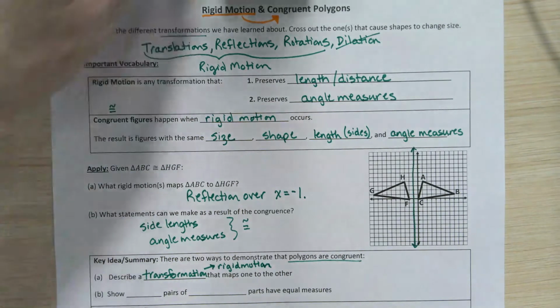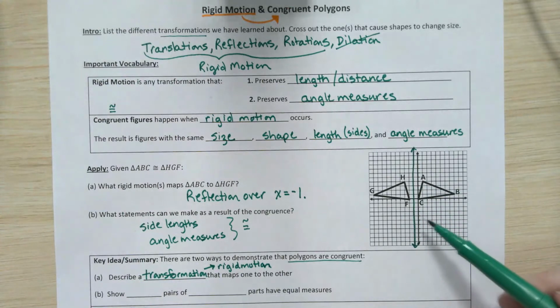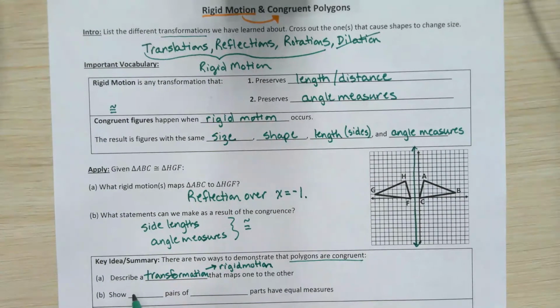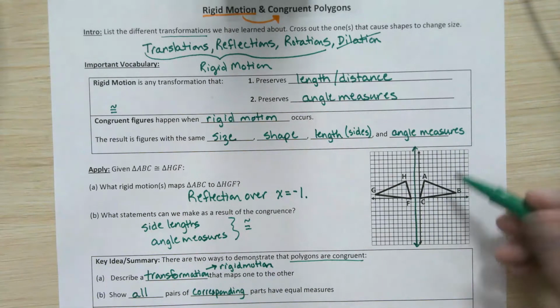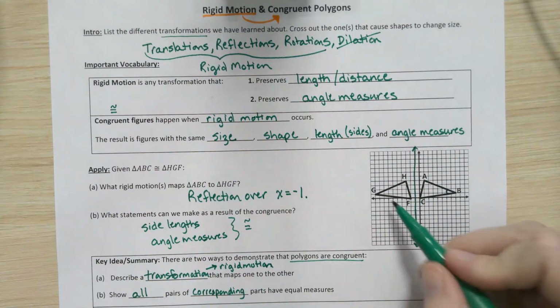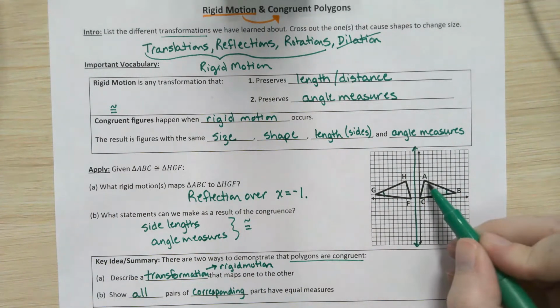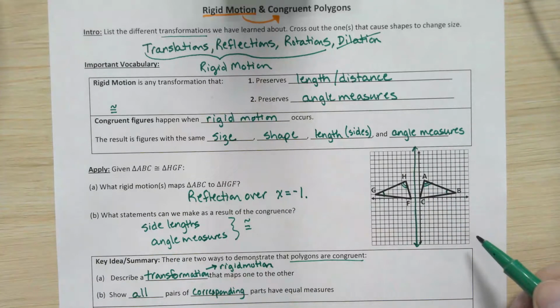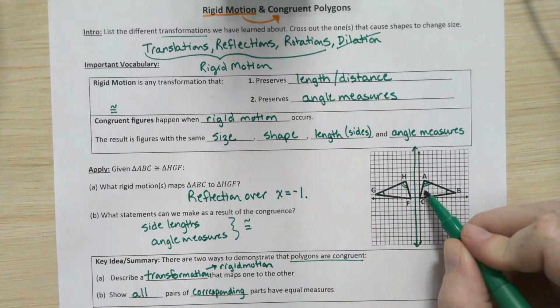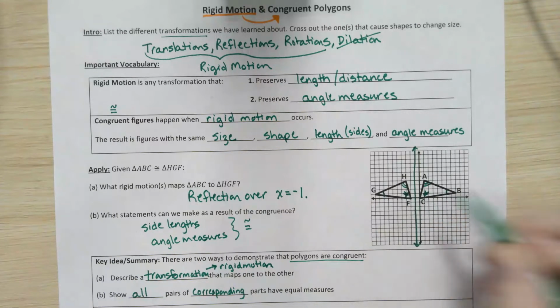But an alternative, especially if we don't have graphs available to us, is to show that all of our pairs of corresponding parts have equal measures. And so in this triangle, that would look like measuring angle B and showing that it matches angle G. Coming back and measuring angle A and showing that it matches angle H. Coming in again and measuring angle C, showing that it matches angle F.